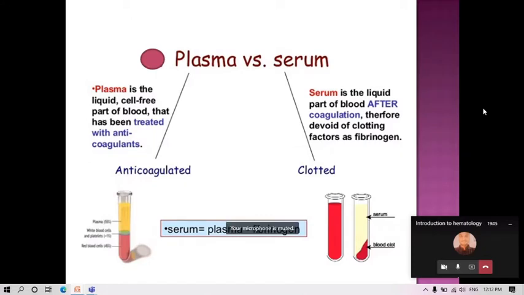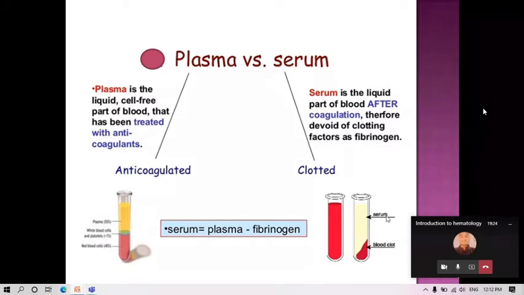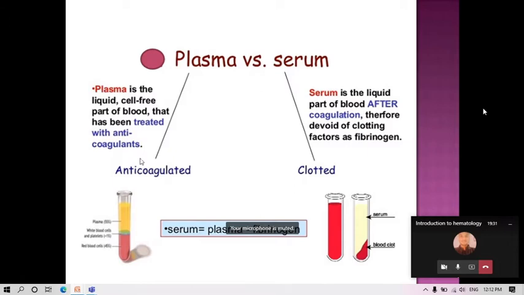Suppose we want to know about the renal function test, in which we want to know the level of blood urea, serum creatinine, or in liver function test we want to know the levels of bilirubin, SGOT, SGPT, alkaline phosphatase. All those investigations are carried out on serum. But in hematology, we take the sample, majority of the samples, depending on what investigation we want to perform.